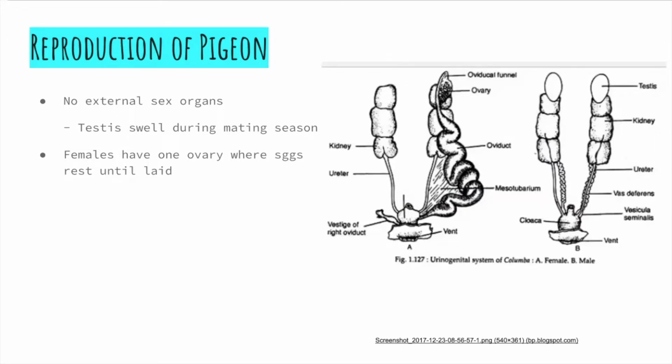So in the ovary, they have all the egg cells they need to reproduce for their whole life. And like most reproduction, the females have an ovulated egg that gets fertilized by the male in the oviduct and then rests in the ovary until it is laid.